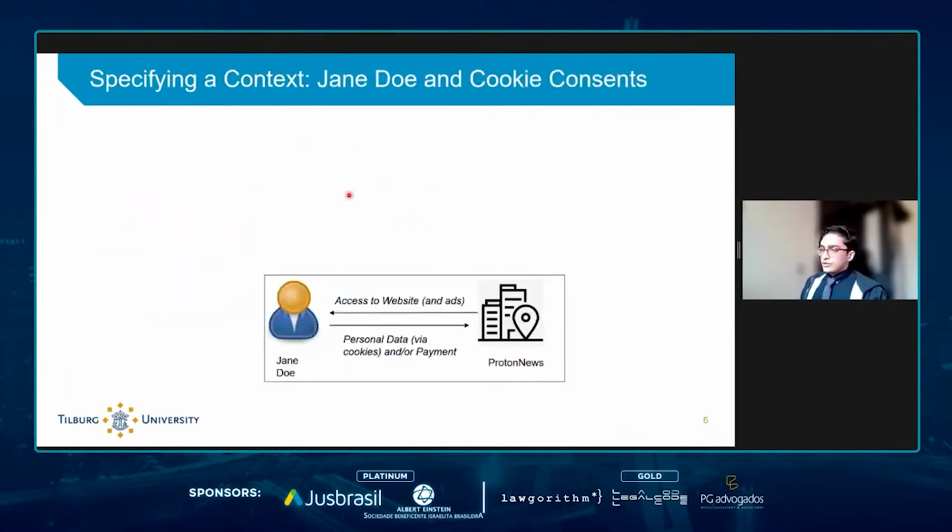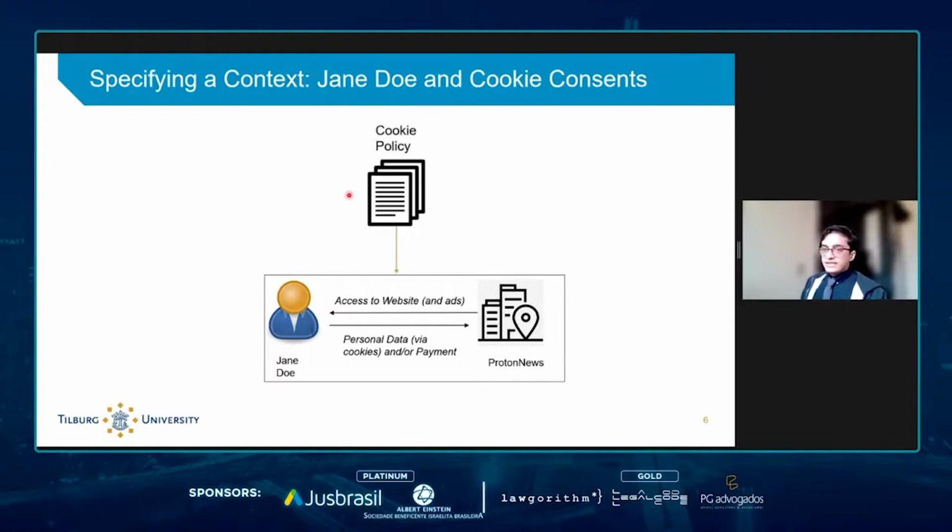Now, to specify this context, we have Jane Doe, a user who wants to access a website called Proton News. She wants to access some of the content that is on that website, and in accessing this content, she also becomes an audience to certain ads that Proton News is displaying as part of its own revenue model. Jane Doe potentially provides some payment and maybe even provides some personal data as part of this transaction. The terms and conditions may not explicitly state that the personal data is provided in exchange for that service, but they may just state that this data will be collected if you use our services, and these are the options that are available to you.